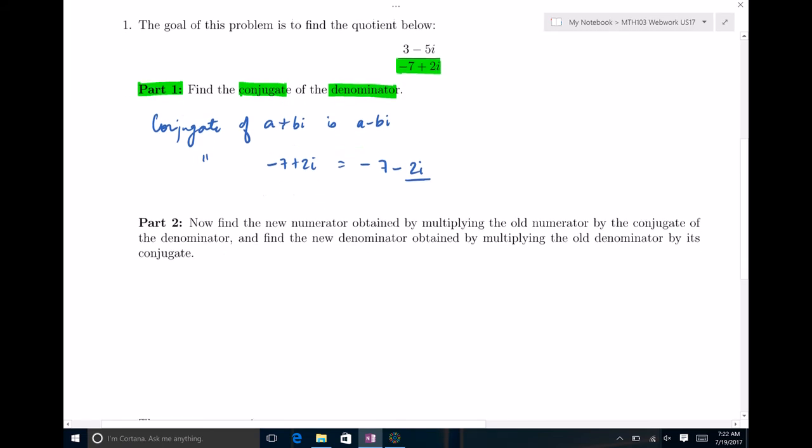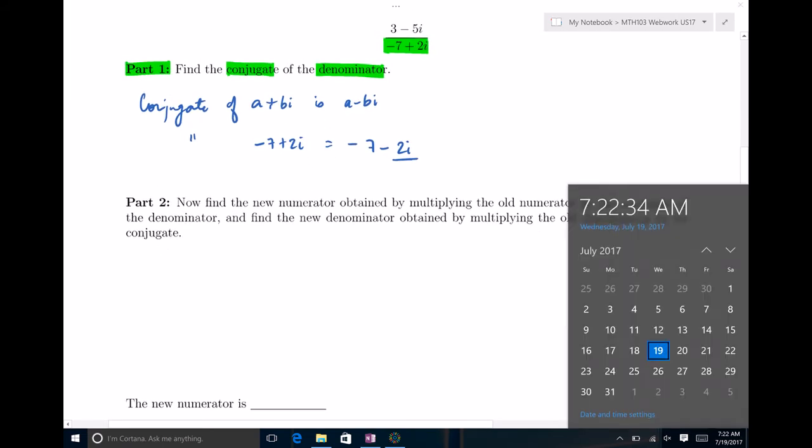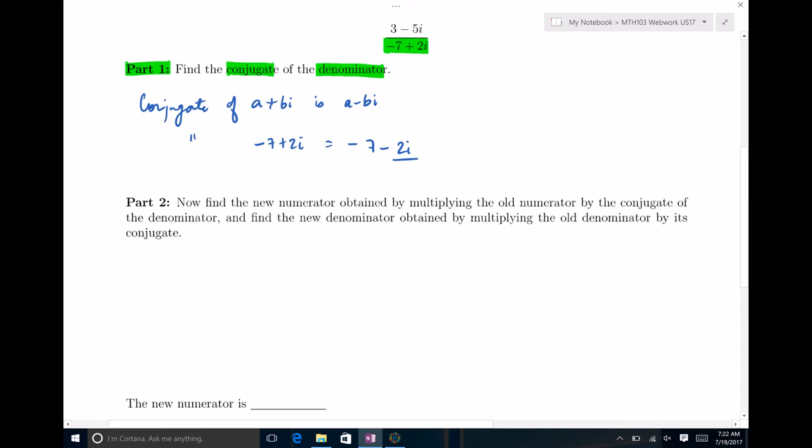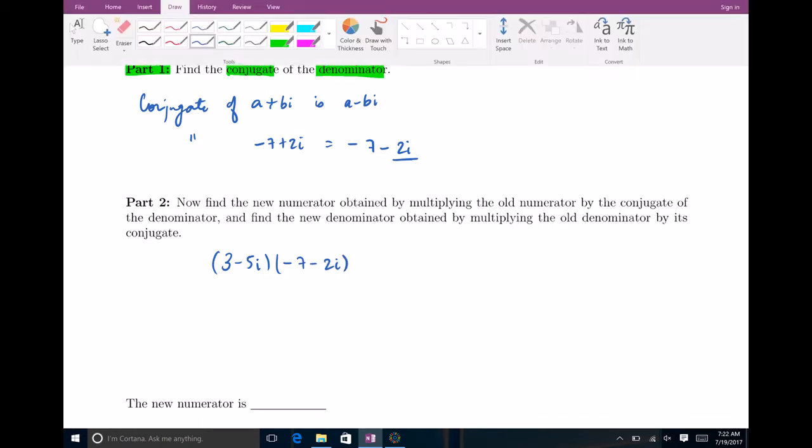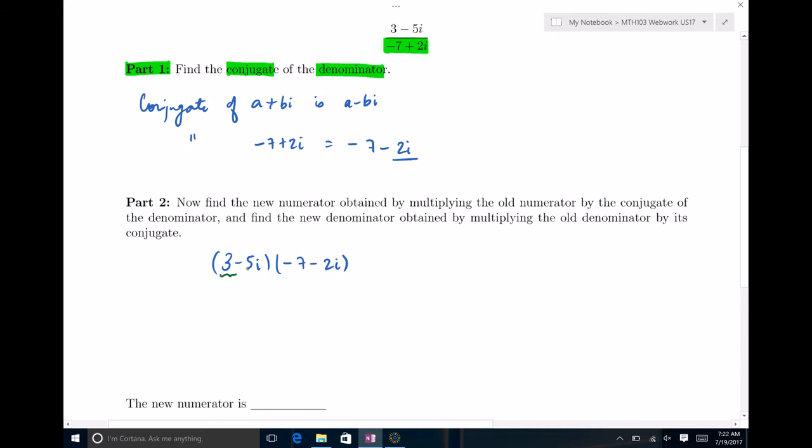Okay? Part 2 says, find the new numerator obtained by multiplying the old numerator by the conjugate of the denominator. So what I'm going to do is I take 3 minus 5i and I multiply it by negative 7 minus 2i. We just need to employ FOIL. So I'm going to start with first multiplying the first two terms. So 3 times negative 7 is negative 21. And then multiply the outer terms. So that's 3 times negative 2i. So that's negative 6i.